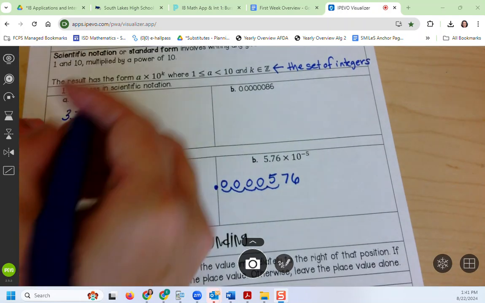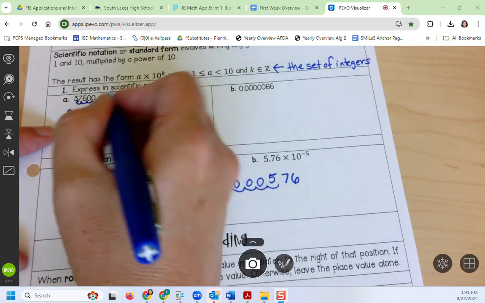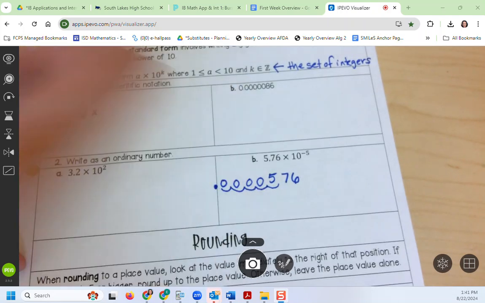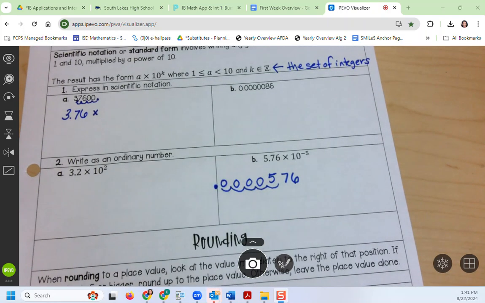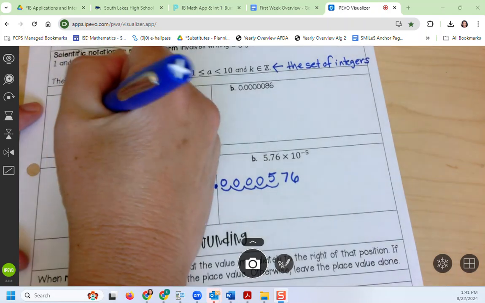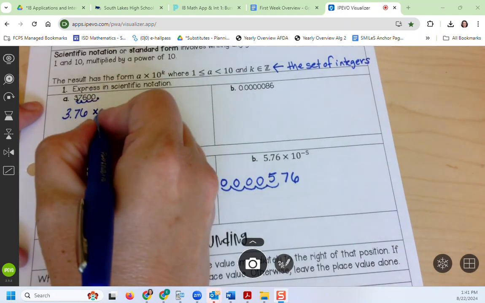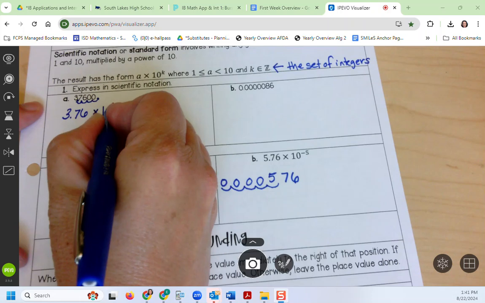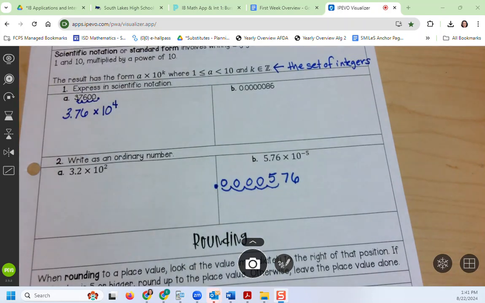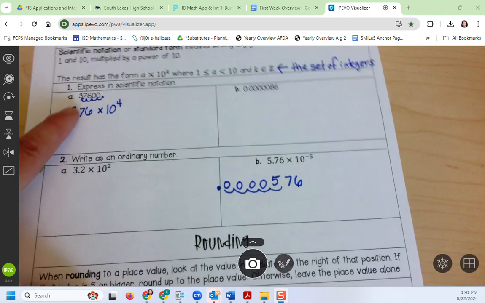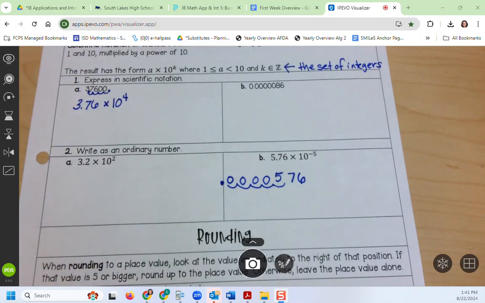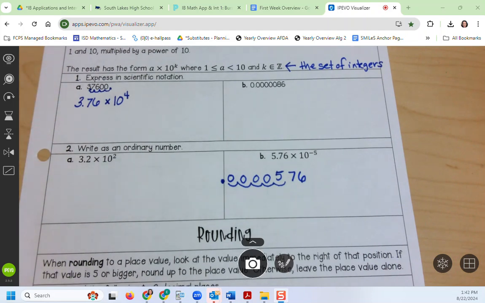Yeah? Okay, so 3.76. They write their times with an X. It's not my favorite thing because an X is also a variable, but it's fine. Sometimes I write my times with a dot instead. Times 10 to the 4th. Okay? So if you multiply 3.76 times 10 4 times, you would get this number, 37,600. These are just equivalent expressions. This one's just written in scientific notation.